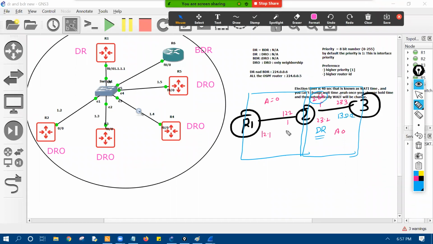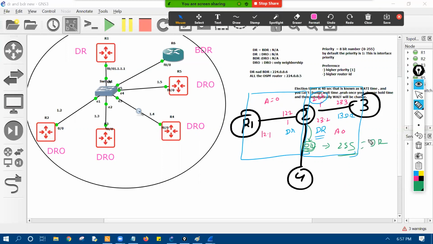Okay, let's create one more router, R4, and this interface 0/2, right? This guy is also priority 255. Who will be the DR in this broadcast domain? Sir, the IP address of this interface, right? Right now, this interface. Yes, sir.